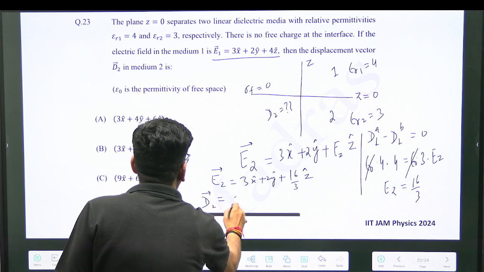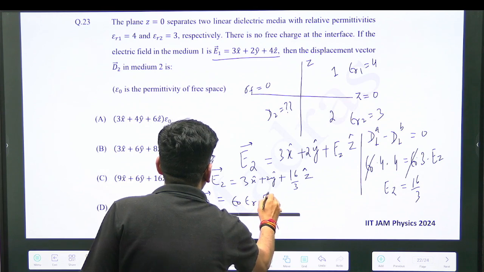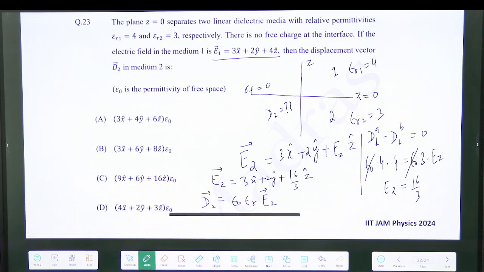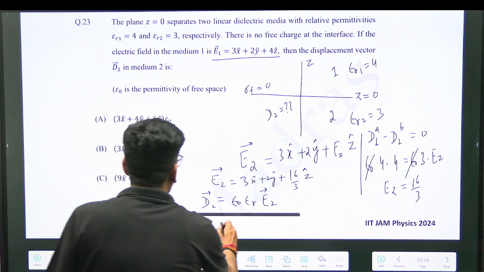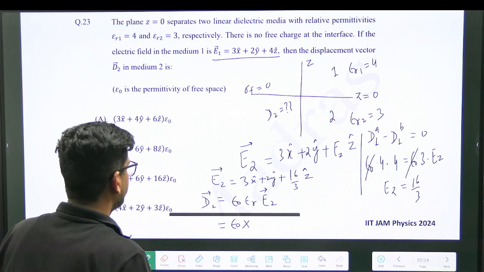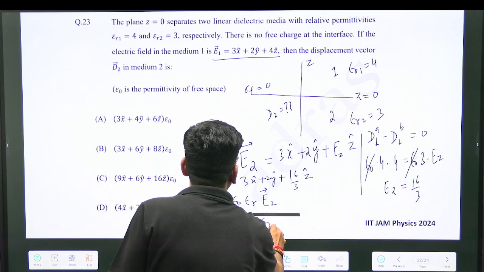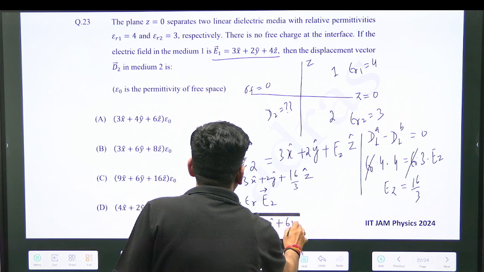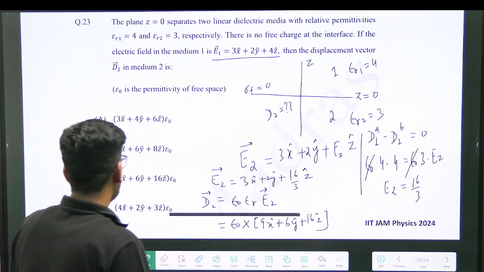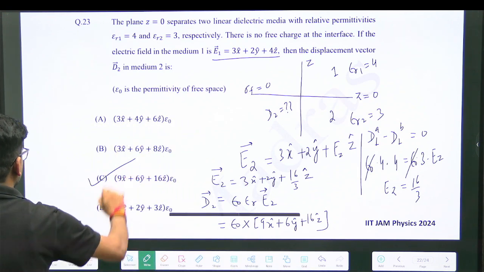D2 is epsilon naught epsilon r E2, correct? D is equal to epsilon E. So it will become epsilon naught into, what is epsilon r? 3. So 3 threes are 9x cap, 6y cap plus 16 z cap. So which option is correct? Option C is correct.